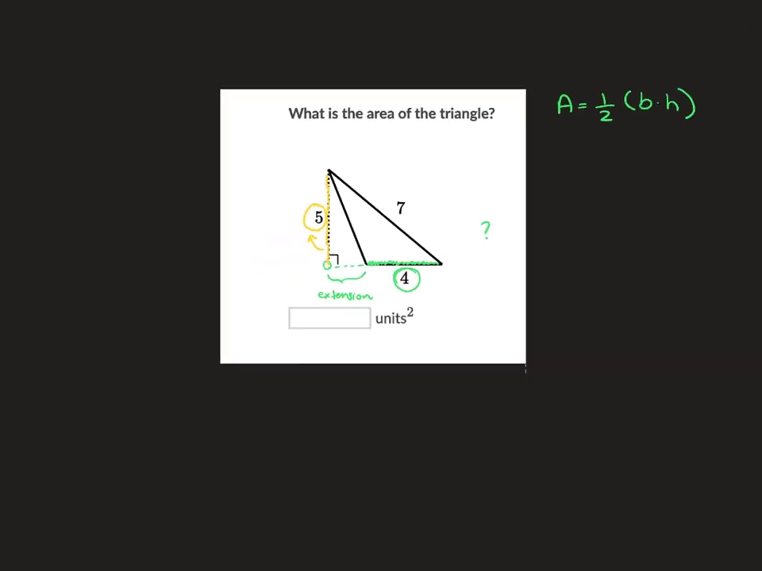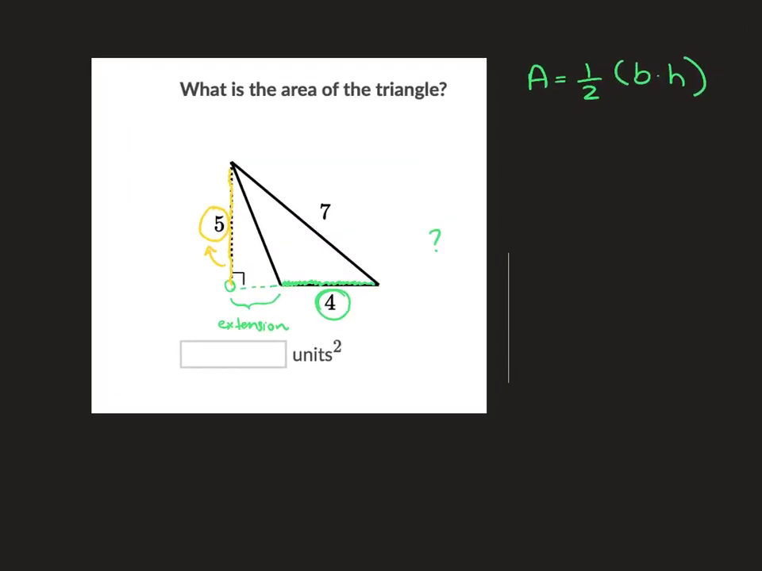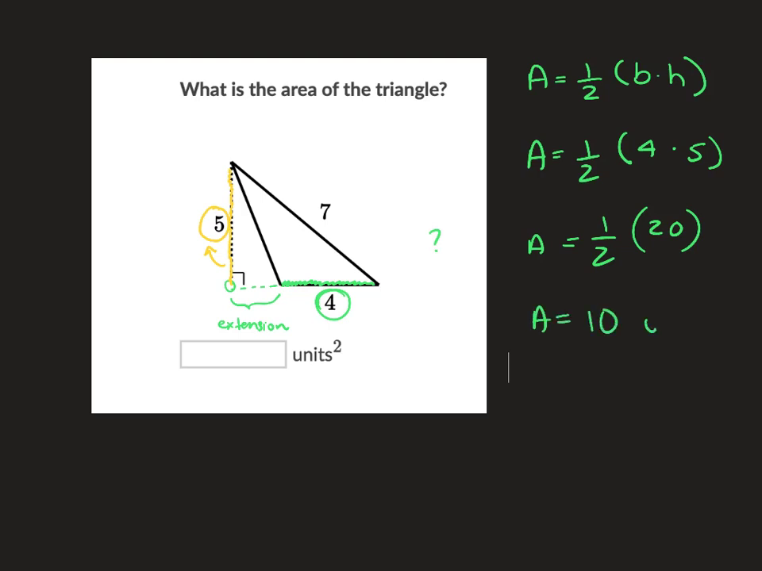Okay? So I'm going to go ahead and work a little faster to catch up to you all since you're all speedy. So it's going to be area equals half times the base, which is 4 units, times 5. That's going to be 20. What's half of 20? Well, it's going to be 10. A equals 10 square units.